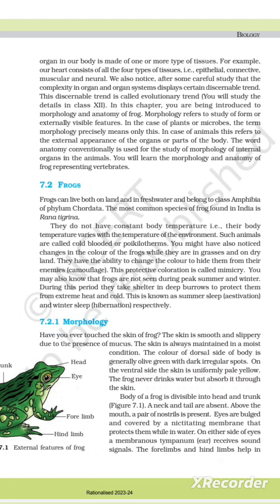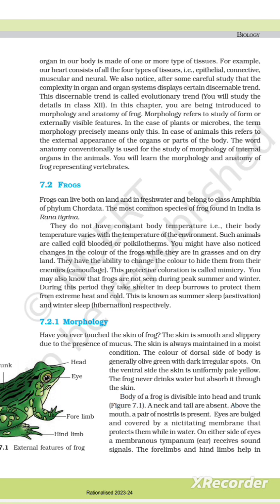7.2.1 Morphology. Have you ever touched the skin of a frog? The skin is smooth and slippery due to the presence of mucus. The skin is always maintained in a moist condition. The color of the dorsal side of the body is generally olive green with dark irregular spots. On the ventral side the skin is uniformly pale yellow. The frog never drinks water but absorbs it through the skin.